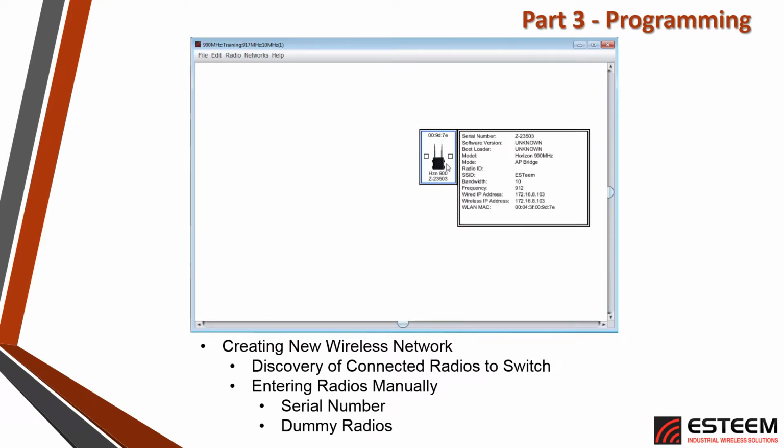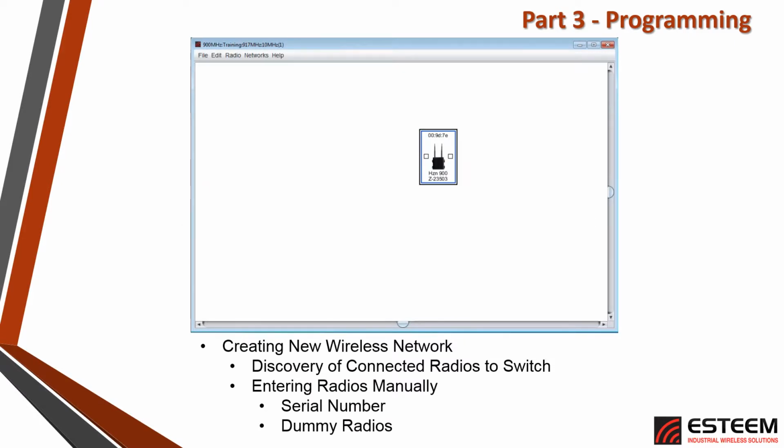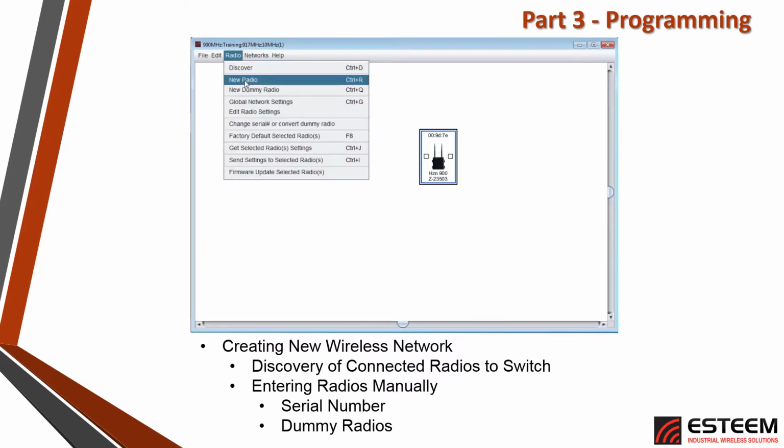We'll continue adding remotes this way until we have all 5 radios on the board. The next radio we're going to add is the repeater site. We're going to do this a little bit different. What we're going to do is go select Radio, New Radio.